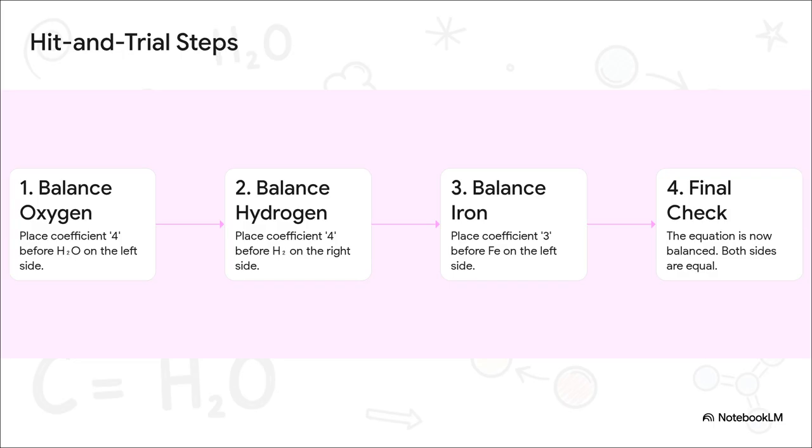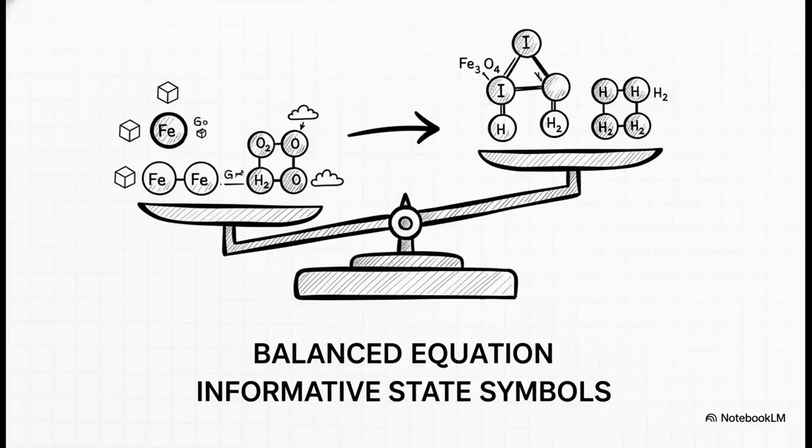On the left, we now have 4 times 2, which is 8 hydrogens. To balance this, we will place a 4 in front of each 2O on the right side. Good. Now hydrogen is also balanced. Finally, let's look at iron. We have 3 on the right, so we simply place a 3 in front of Fe on the left. Now everything is balanced. And there we have it, our final balanced chemical equation.